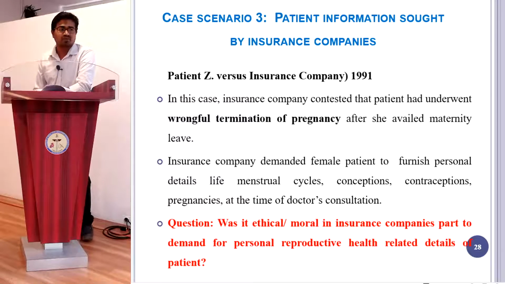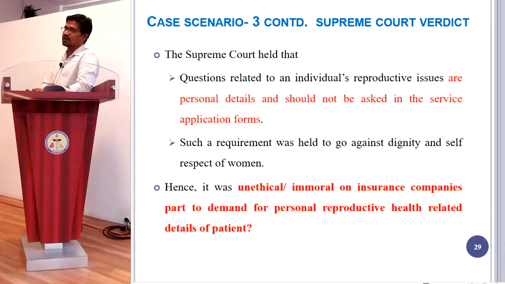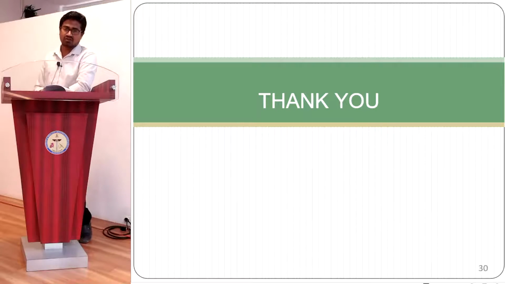No, sir. Okay, so what does the court actually say? Yes. The Supreme Court held that questions related to individual reproductive issues are personal details and should not be asked in the service application forms. Such a requirement was held to go against the dignity and self-respect of a woman. Hence, it was unethical or immoral on the insurance companies' part to demand personal reproductive health related details of a patient. Okay. Thank you.